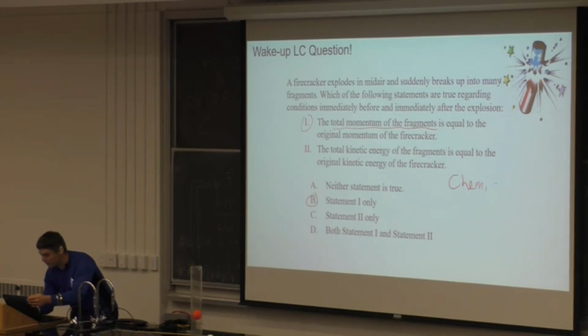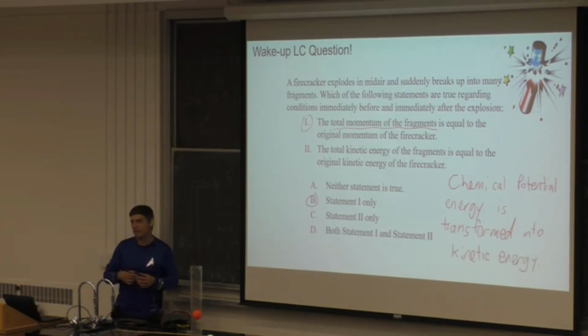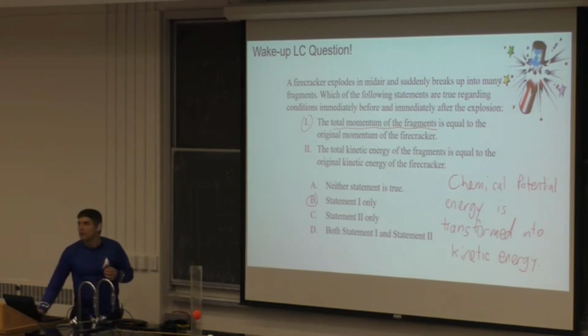Chemical potential energy is transformed into kinetic. That's what an explosion is. So I guess there is some sort of conservation of energy, but there's a transformation from chemical to kinetic. Questions on that?